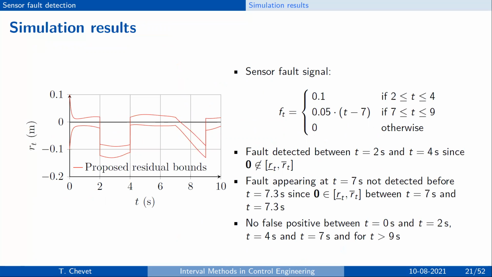So we see that in this part, and this part, the interval is centered on 0, which is expected. We have no false positive, since the fault signal is 0, so the interval is centered. But between 2 and 4 seconds, we have what we want: the interval is shifted because we have a constant fault. But here we also have another fault, which is a ramp signal. And we see what I said at the beginning, that it appears at 7 seconds, but we can't detect it until 7.3 seconds, because before that, the fault signal is too low.